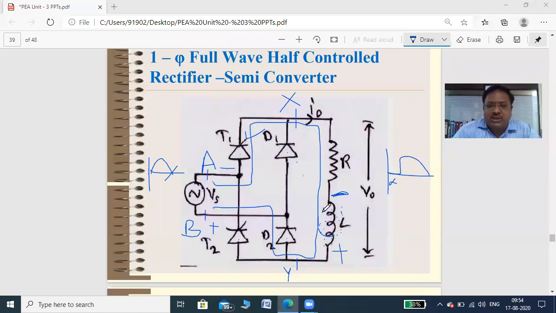Now what happens in this condition? The inductor energy will flow through D2, and this will turn on D1, and then current flows in this particular loop only. Because of that, T1 never conducts. If T1 never conducts, then during the negative input cycle, what would happen if this inductor energy were fed back to the supply? That means it is basically inverting operation, load to supply energy transfer. So that is basically called inverter operation.